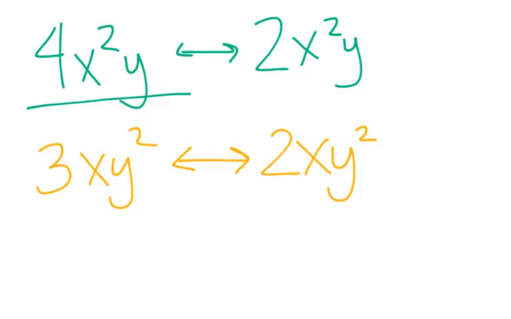4x squared y is a like term to 2x squared y. You have the same variables, x and y. The x is raised to the power of 2 and the y is raised to the power of 1.